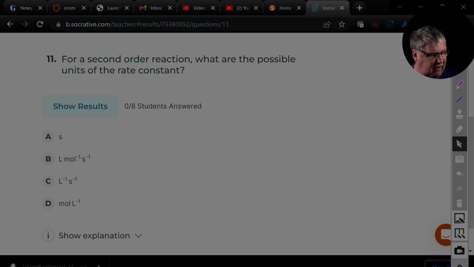So we have to remember our rate law units. If we have a second order reaction, what are the possible units of the rate constant? Take about a minute to answer that one. Again, I want to see 8 because we got 8 people on here. It's better to guess and be wrong than not to guess at all.